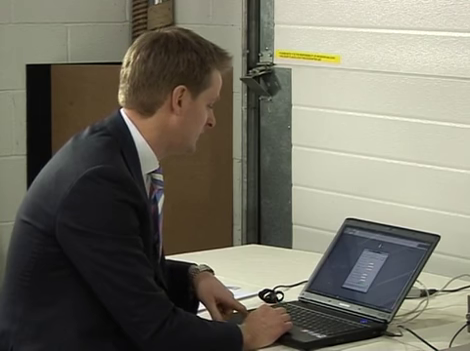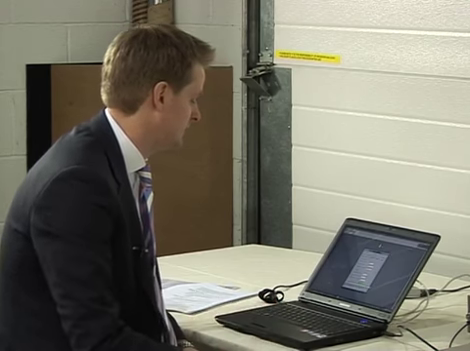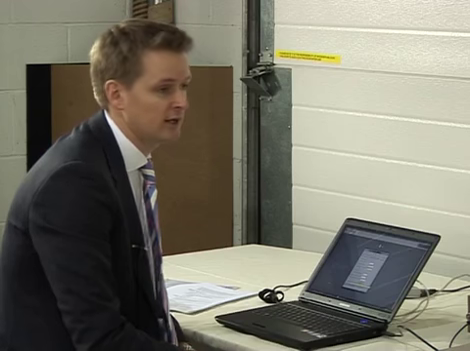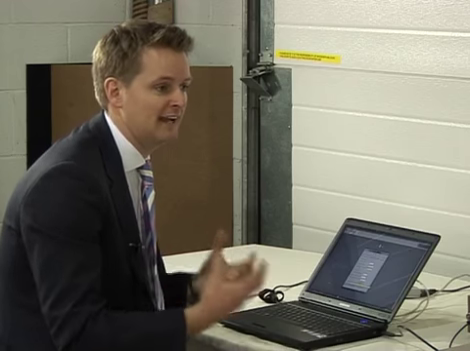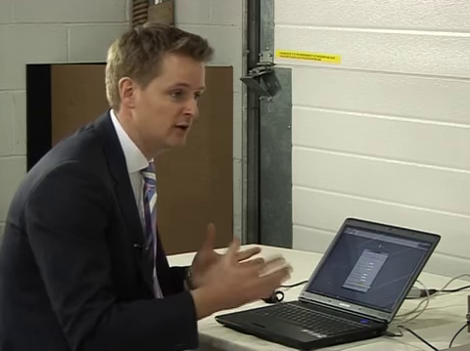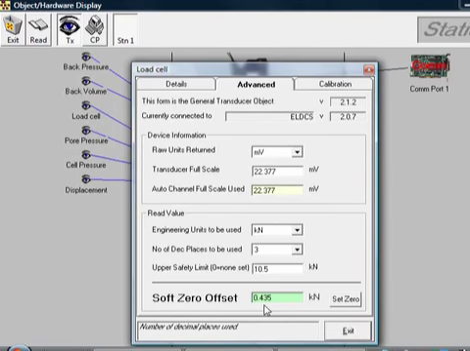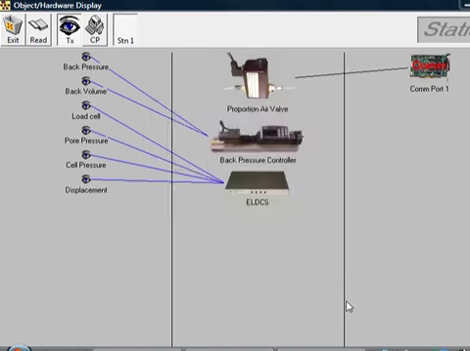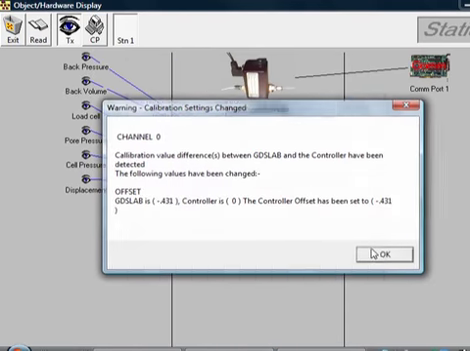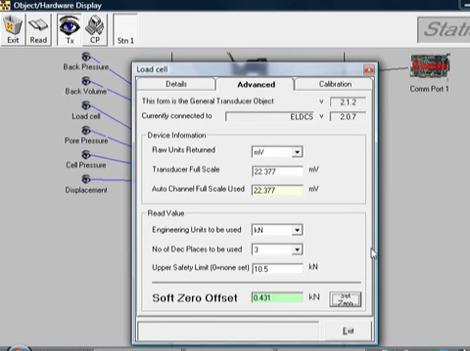The soft zero offset is an offset that we can apply to the load cell when it is hanging in free air. So when there is no load applied, and there is no load on the load cell now, so I will reset the zero as follows.